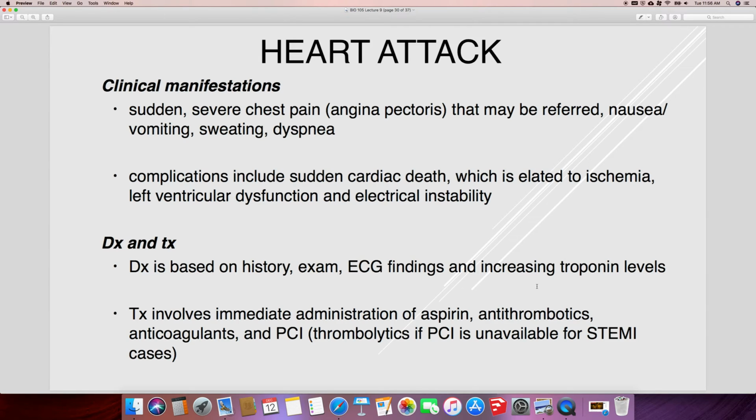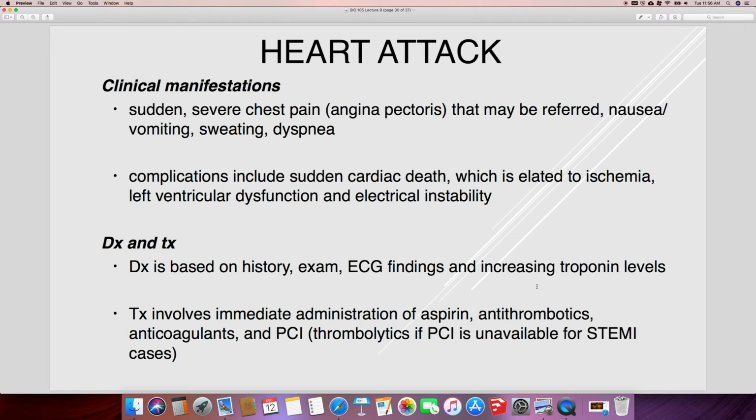and that's not good, obviously. So diagnosis: history, exam, ECG findings, so being able to tell the difference between STEMI and non-STEMI heart attacks, and also increased troponin levels. Troponin is a protein found in muscle cells, so as those muscle cells start to break down, that troponin is released into the blood.